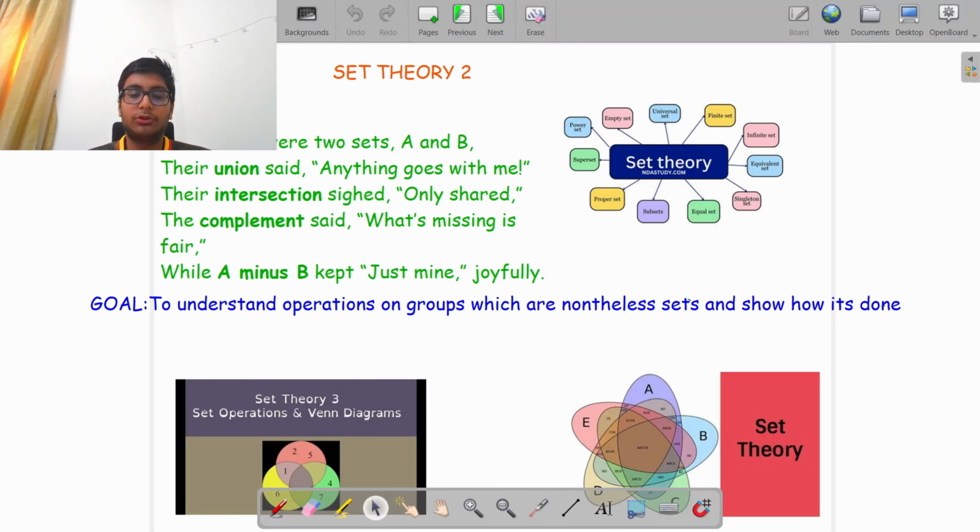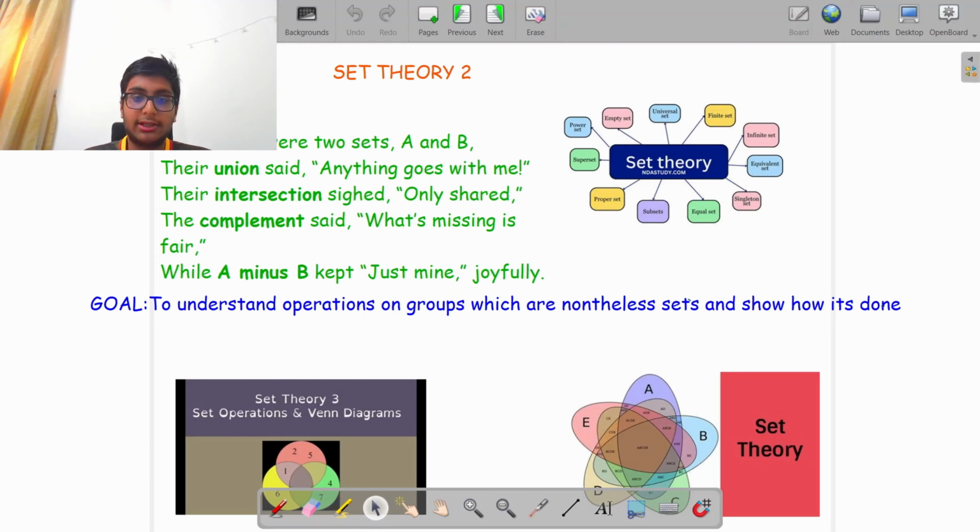So, what is the goal for today is to understand operations on groups, which are nonetheless sets, and show how it's done. Now, the limerick for today is a bit catchy and it will sure help you in understanding the concept well, the concept which I'll teach you further in this class.